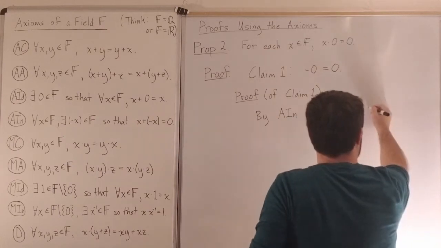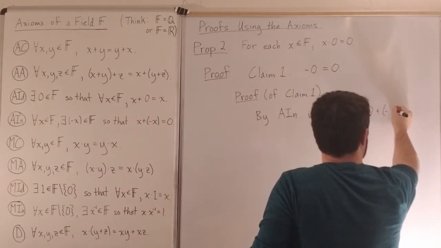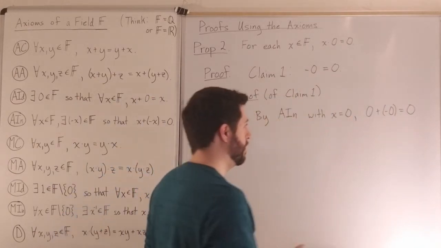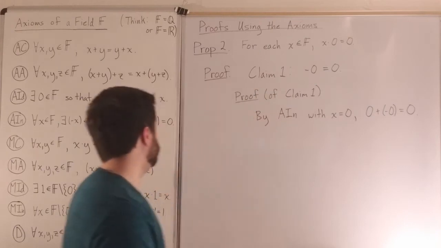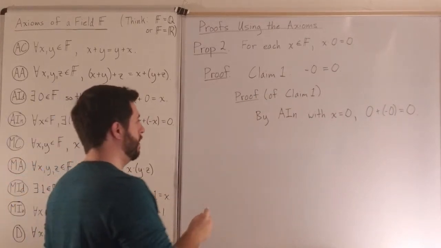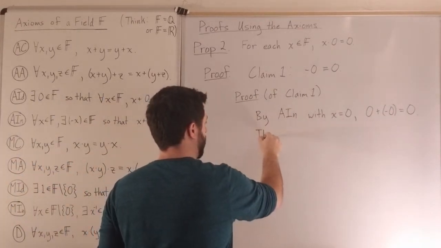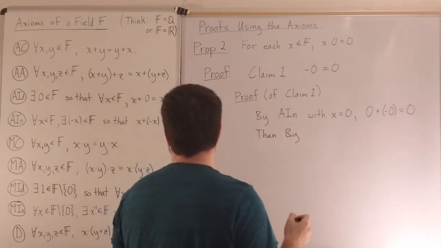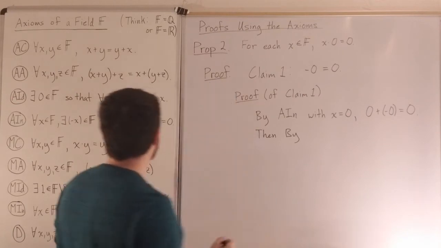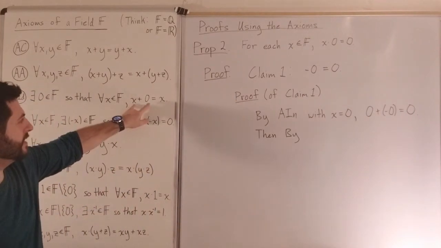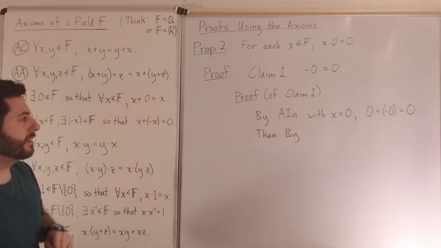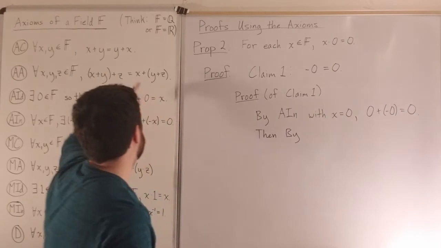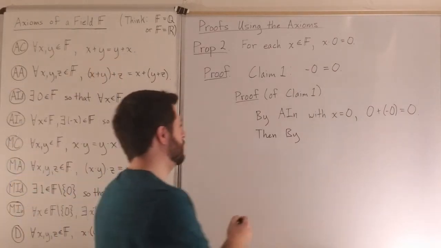And say zero plus negative 0 is equal to 0. So now we're going to use this property right here, that when we add 0 to something, we get the same something back. But also our 0 is written on the left instead of the right, and so I'm just going to mention that we're using commutativity as well.